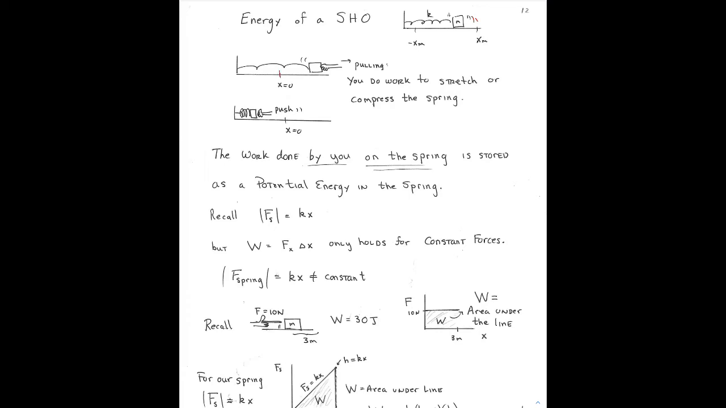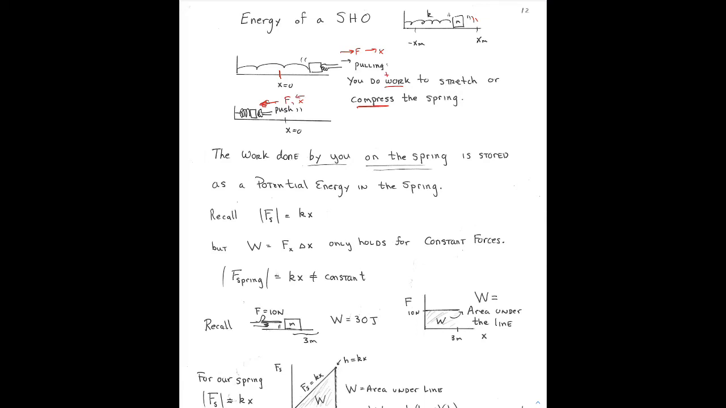So if you take the spring, that's its relaxed position, you pull it to the right. You're doing positive work to stretch the spring. If you compress the spring, if you push it that way, then you're doing positive work to compress the spring. Remember why you're doing positive work: because you're exerting a force in that direction, and you're moving in that direction. Same thing here. You're exerting a force to the left and you're moving to the left.